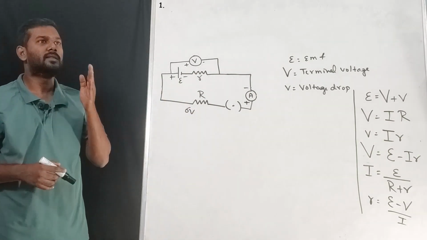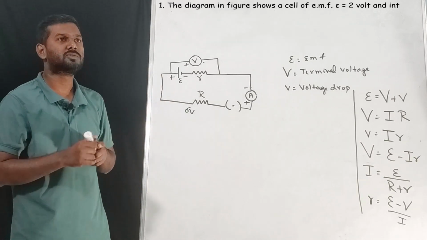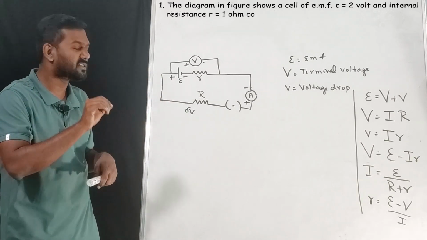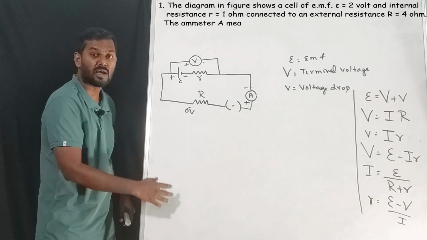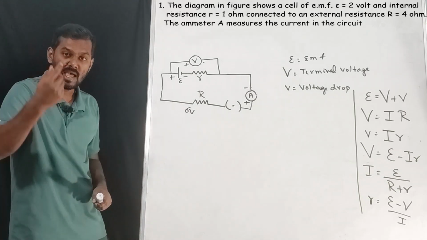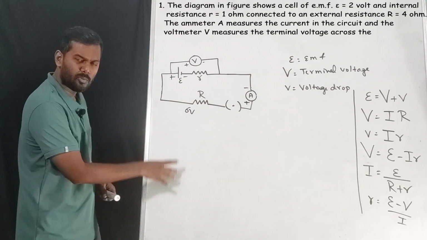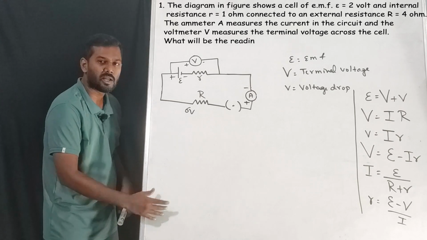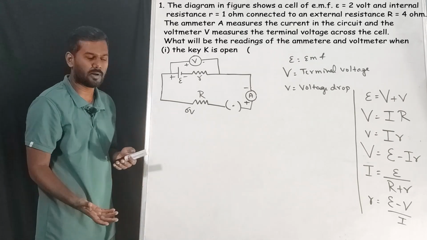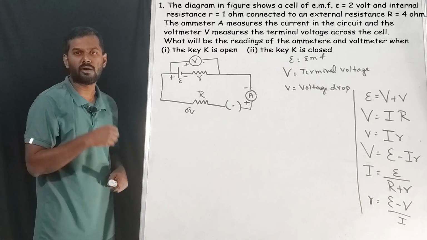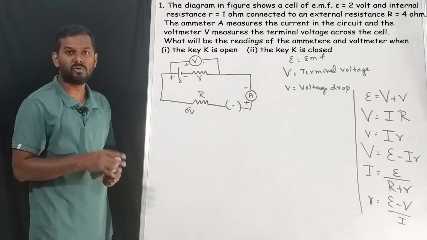Our first question: the diagram in the figure shows a cell of EMF 2 volt. Whatever data they are giving, please write it down. It will definitely be useful. Once we write down the given data, we will get to know what they are asking and what kind of formula we have to use. Without given data also, they'll give you full marks if you know the concept, if you get the answer properly. But with the given data, we will get to know what kind of formula we are going to apply.